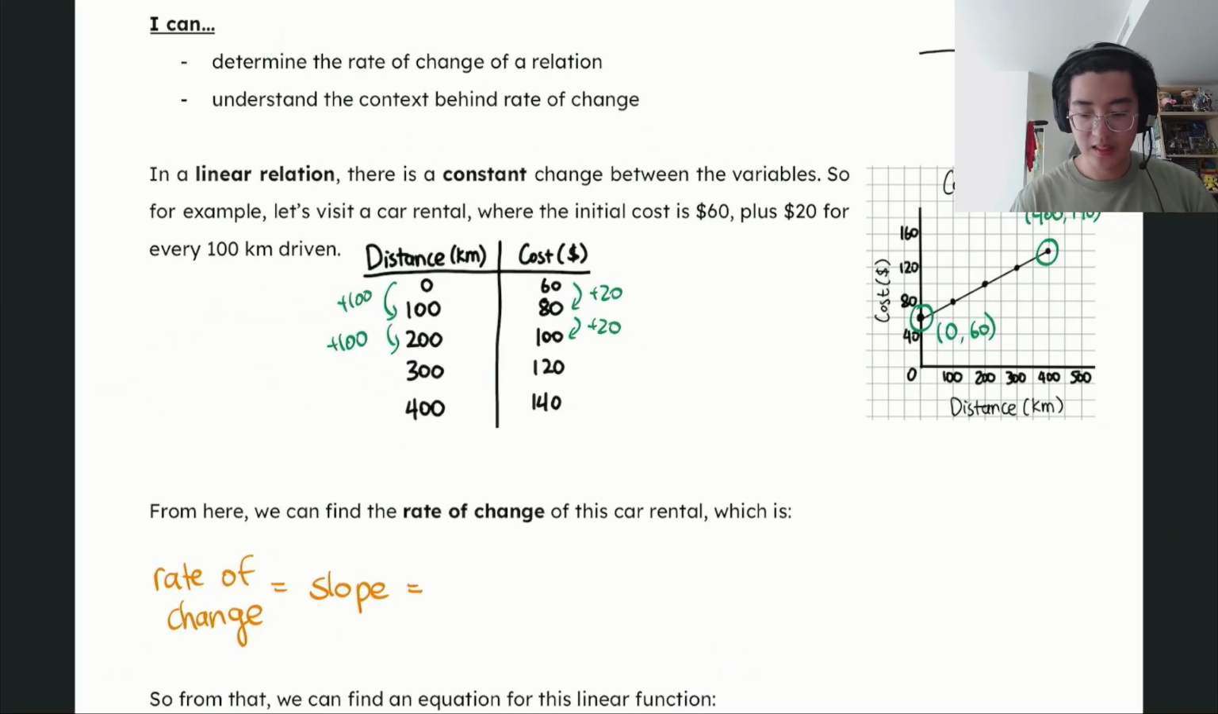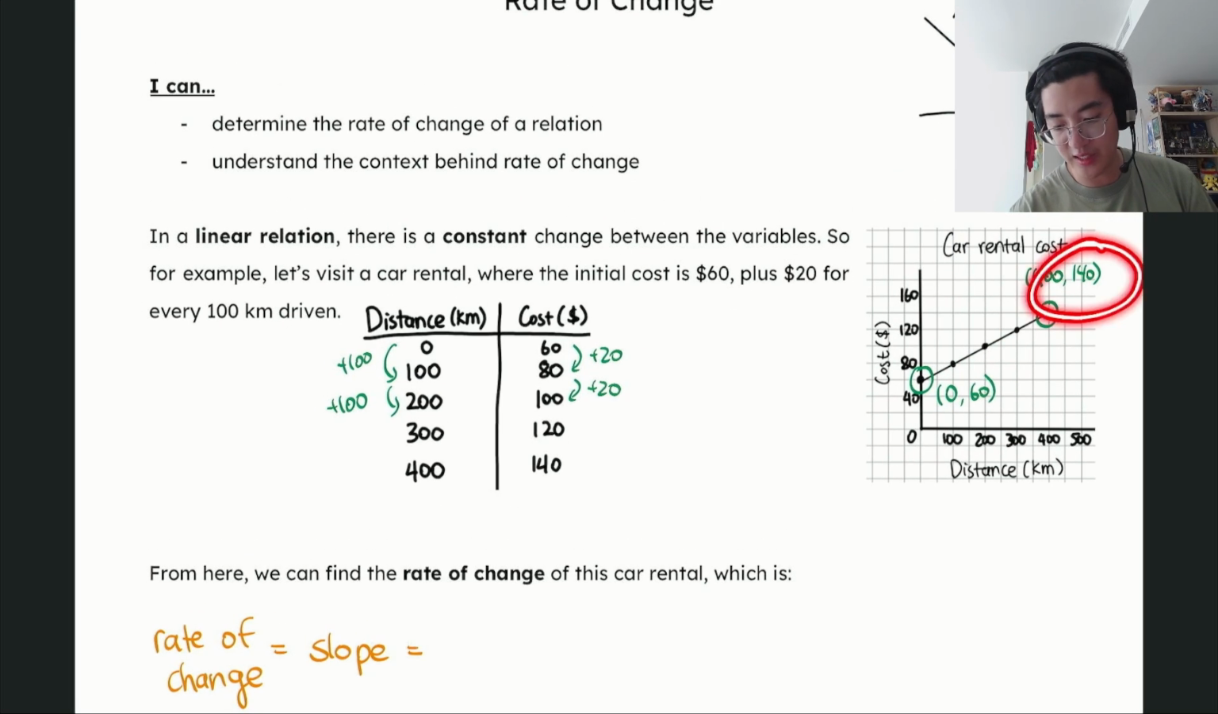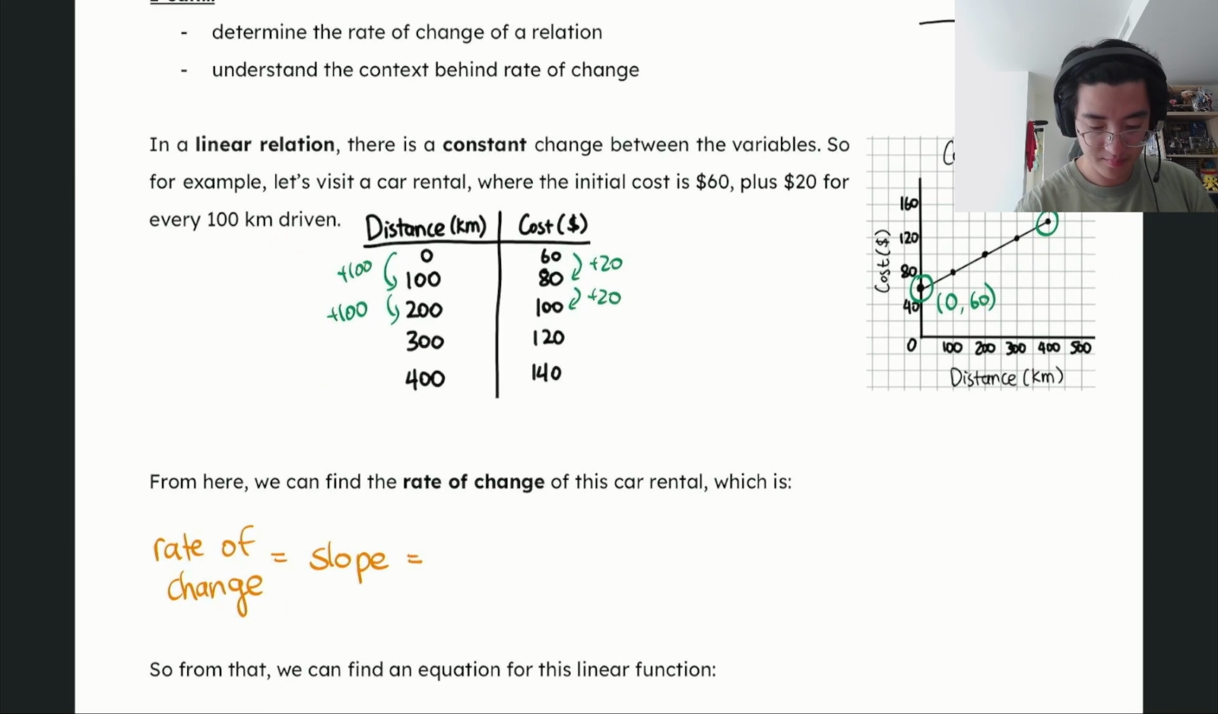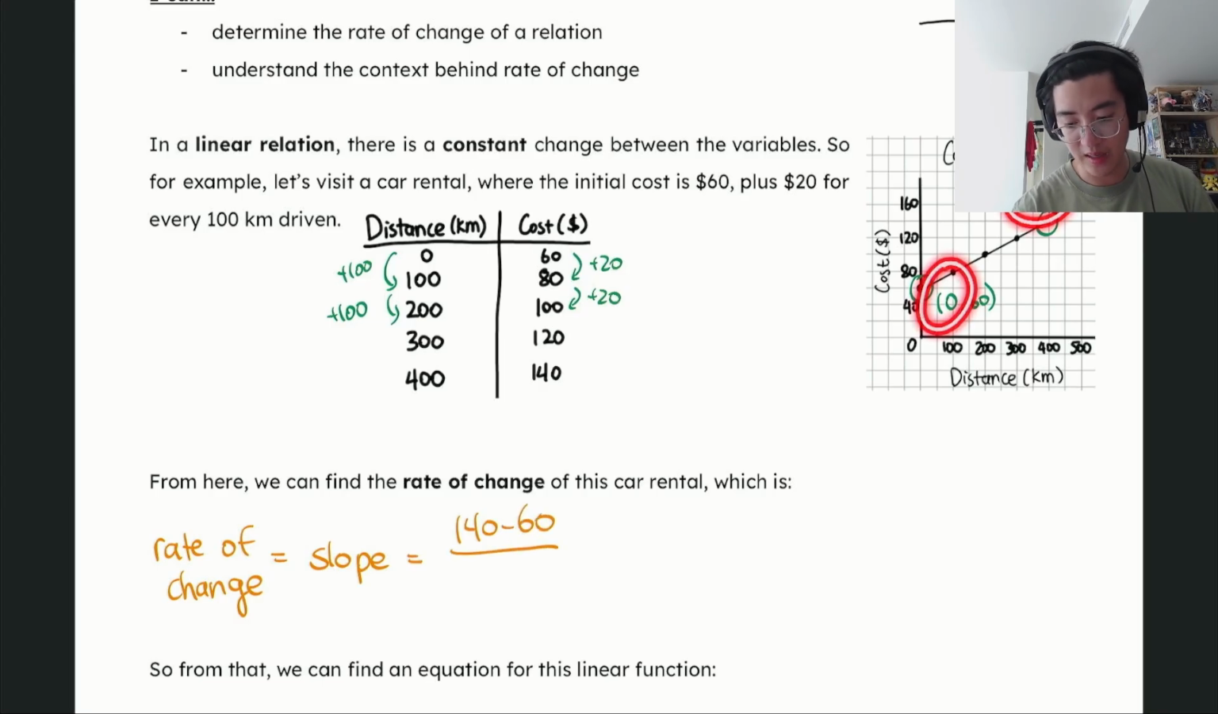So when we find a slope, we take the change in the y value, so it's 140 subtracted by 60. And then 400 minus, oh, sorry, got it the other way around. Wait, no, no, sorry, I was right. Anyways, next is the x values, 400 minus 0. So this right here is 80 over 400, which can both be reduced. They're both divisible by 80. This is reduced to 1 over 5.